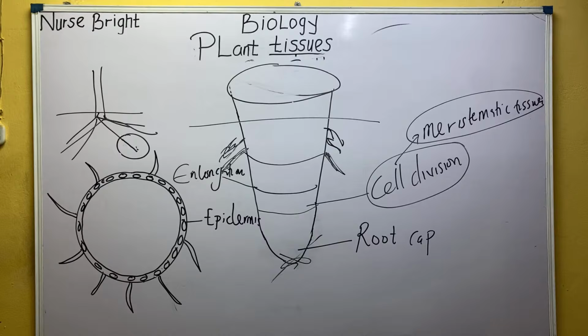So you can see the outer layer is called the epidermis. We said what it does. It contains root hair, which grows from the epidermis, and it helps to absorb water and minerals.